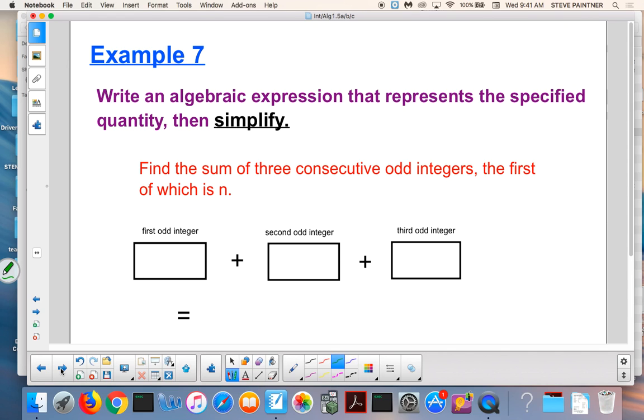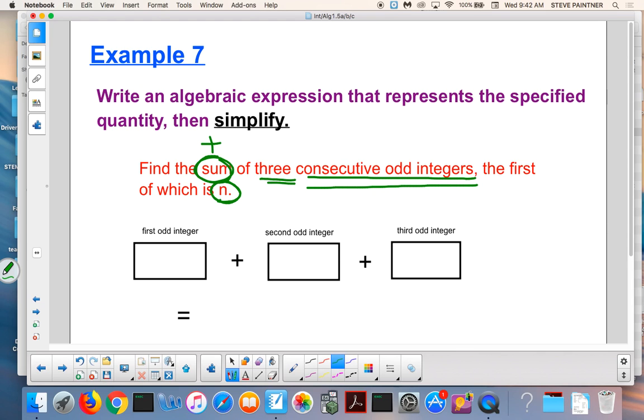Write an algebraic expression that represents the specified quantity, then simplify. Okay? Here comes the problem. I'm going to circle a couple words for you. Find the what? Okay, what's that mean? I'm asking you to add. Just add. Of what? 3 consecutive odd integers. 3 integers in a row. Add them up. The first of which is what?